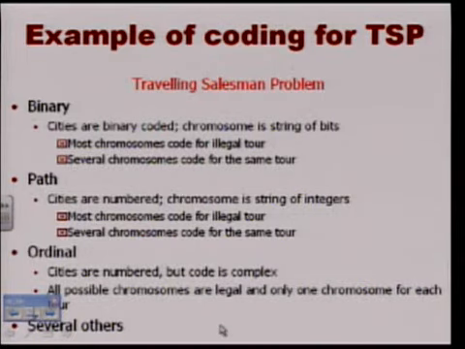However, all possible chromosomes are legal, and there is only one chromosome for each tour, so this ordinal technique is very effective. You don't need to worry about whether an offspring you generate is a feasible solution or not. Okay? And there are some other techniques to do that.